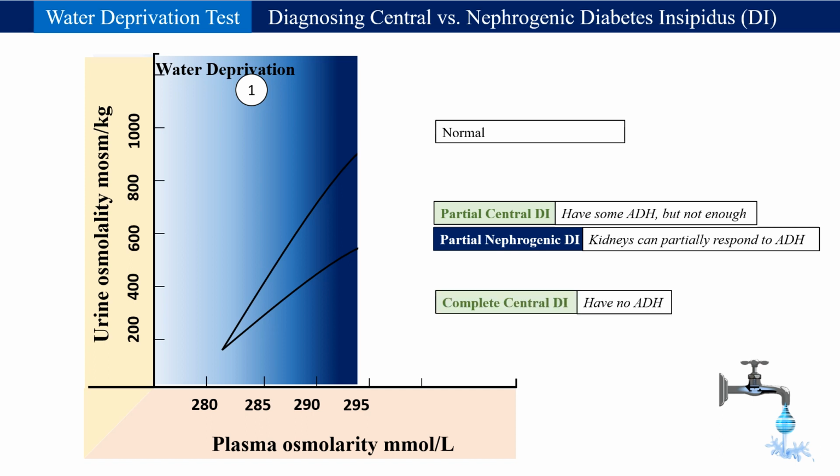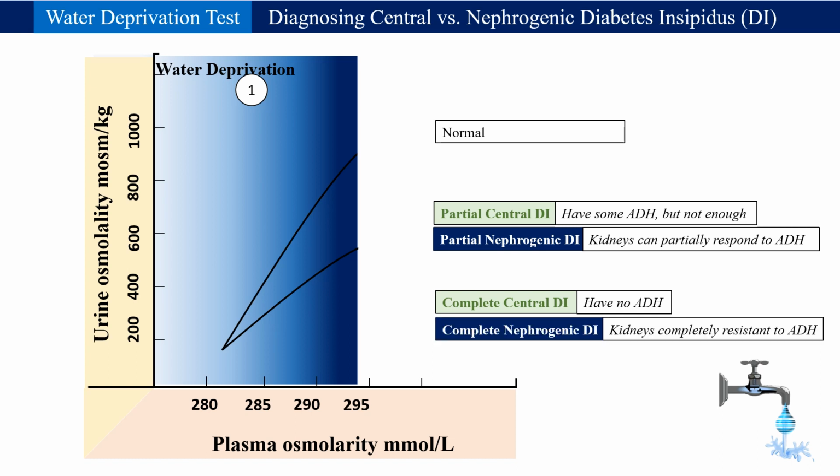In patients with complete central or complete nephrogenic diabetes insipidus, the kidneys cannot reabsorb water at all, which means their urine cannot be concentrated at all. The urine osmolality will remain low despite having a high plasma osmolality.